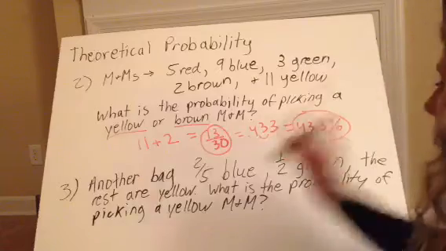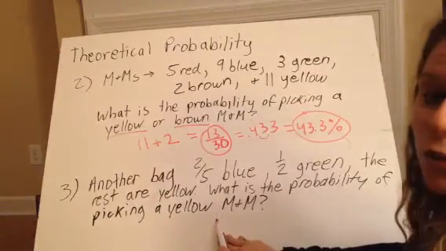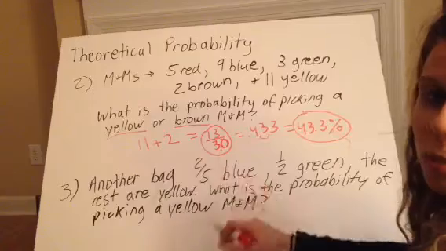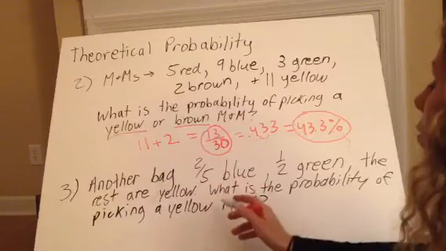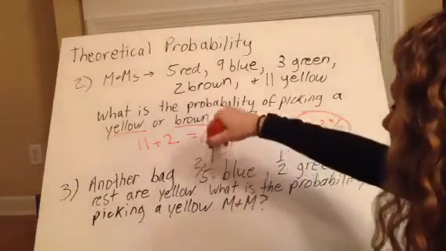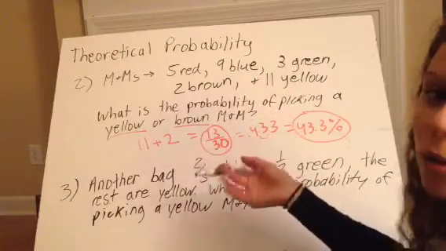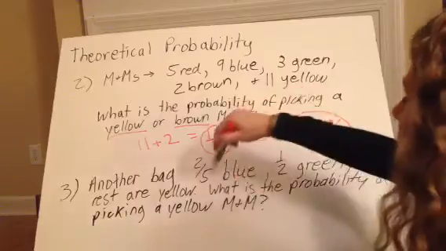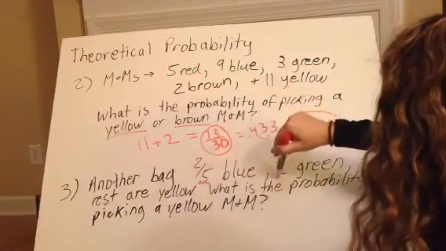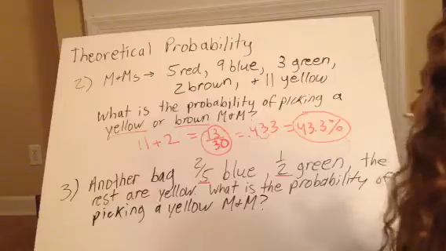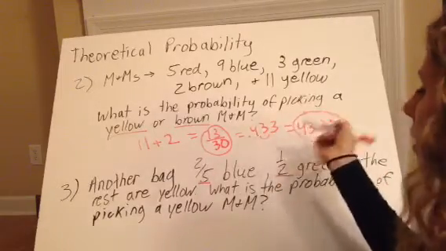Now, this one is going back to our first day of probability when we talked about what probability is. So we have a bag of M&Ms. We don't know how many are in the bag. We just know fractions of how much each color represents. So we know that 2/5 of them are blue and 1/2 are green and the rest are yellow. We just have 3 colors in this bag.